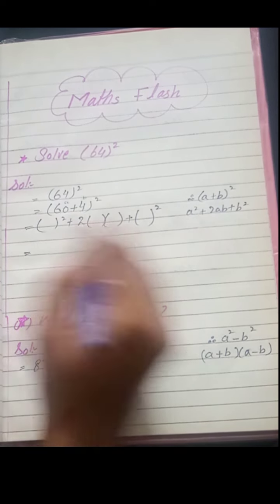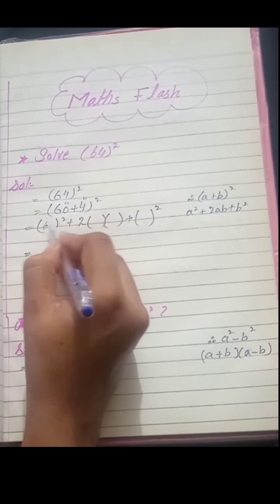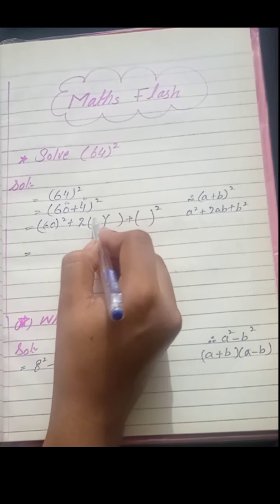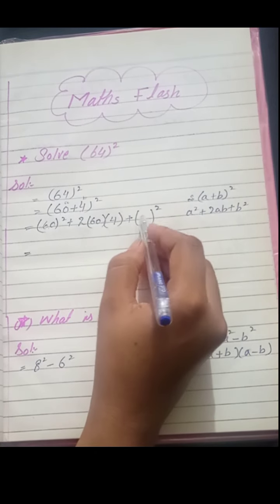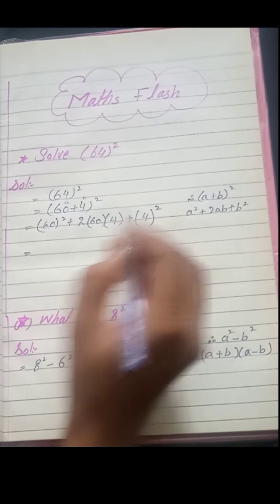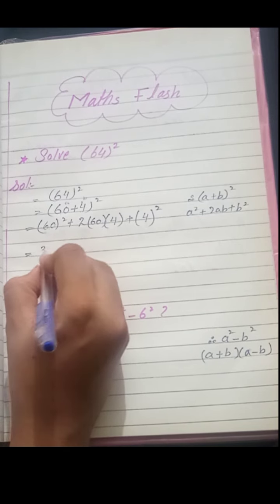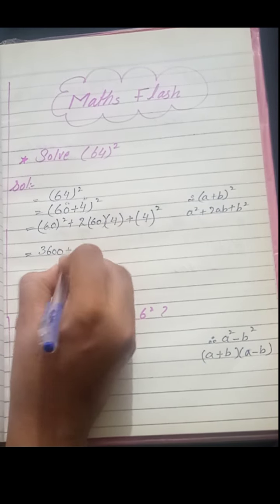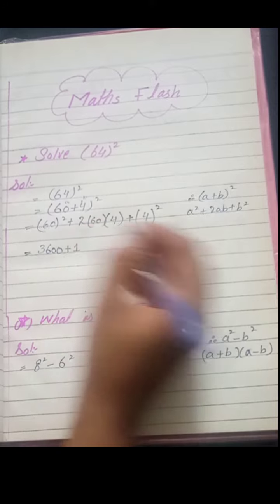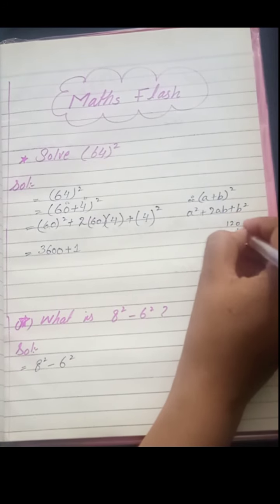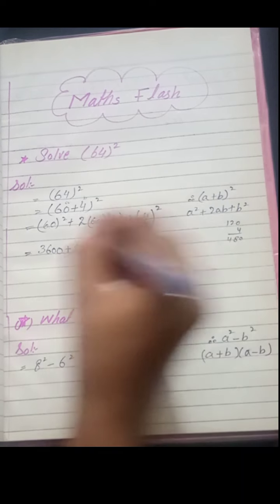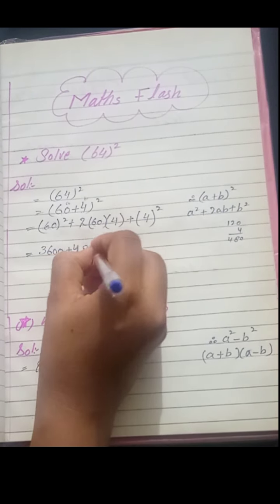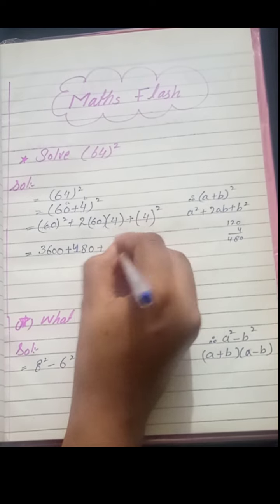Now we have a square, a is 60, then plus 2ab. Again a is 60, b is 4, and again b is 4. Now the square of 60 is 3600, plus 2 times 60 is 120, and then multiplied with 4, 4 times 2 is 8, and 4 times 1 is 4, so we have 480, plus 4 times 4 is 16.